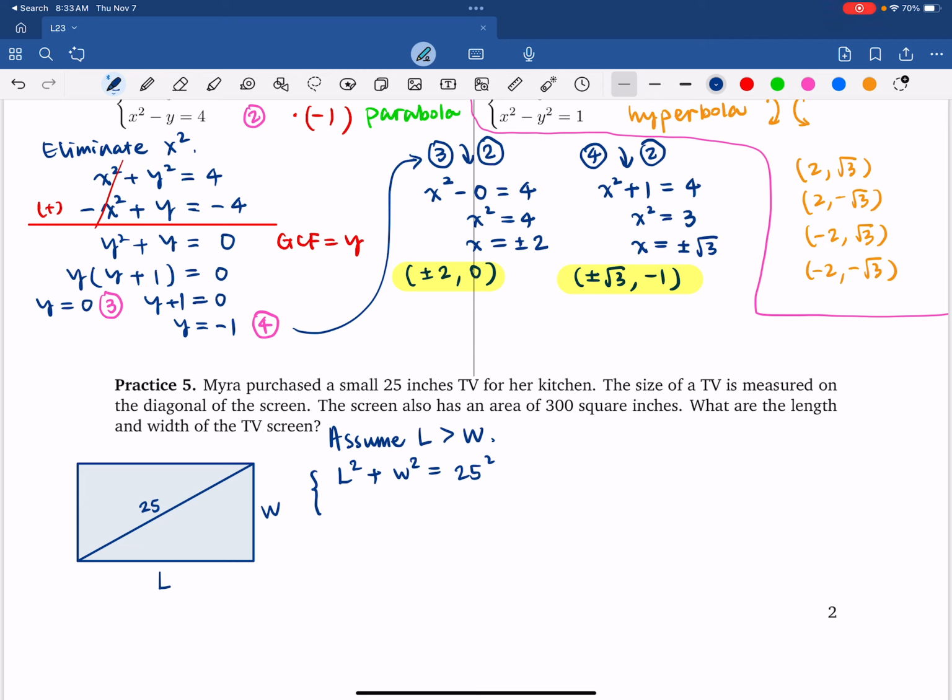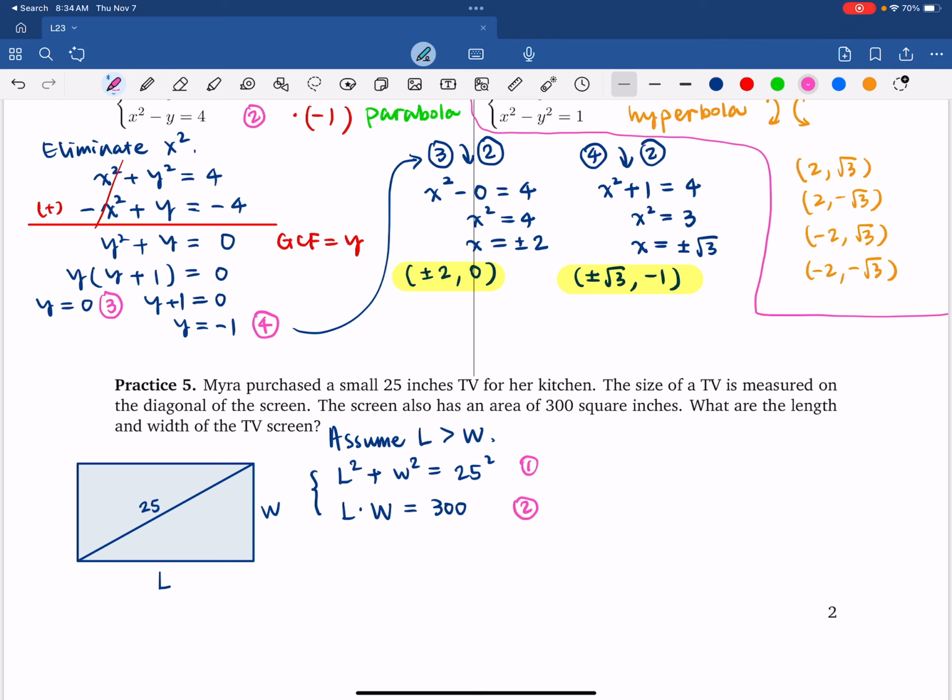The second equation comes from the area of this TV. It's a rectangle. The area is length times width, and that is 300. Okay, so we have these 2 equations. Let's label them 1 and 2. Once you have the system, the rest of the problem solving is simply solving this equation.